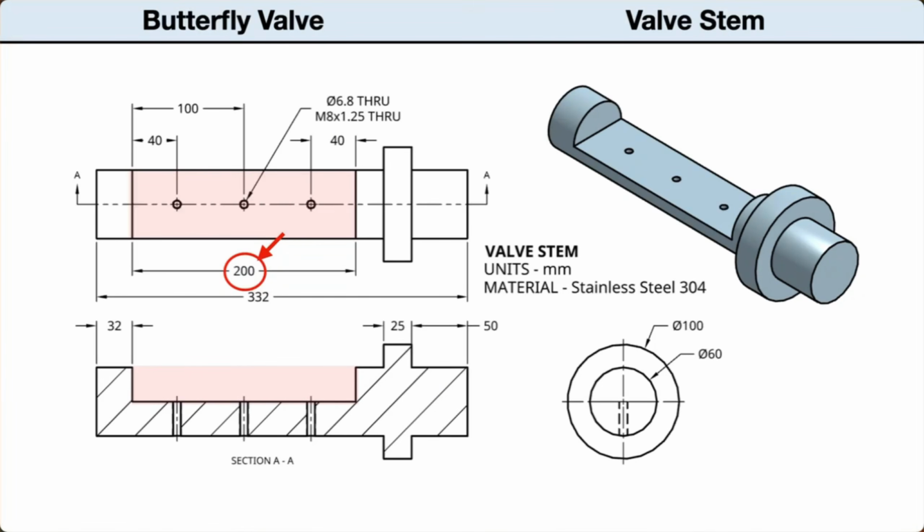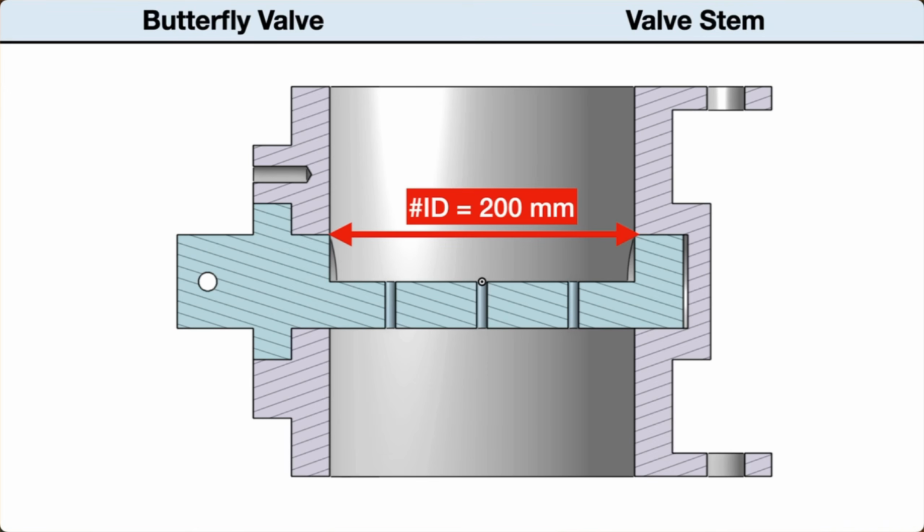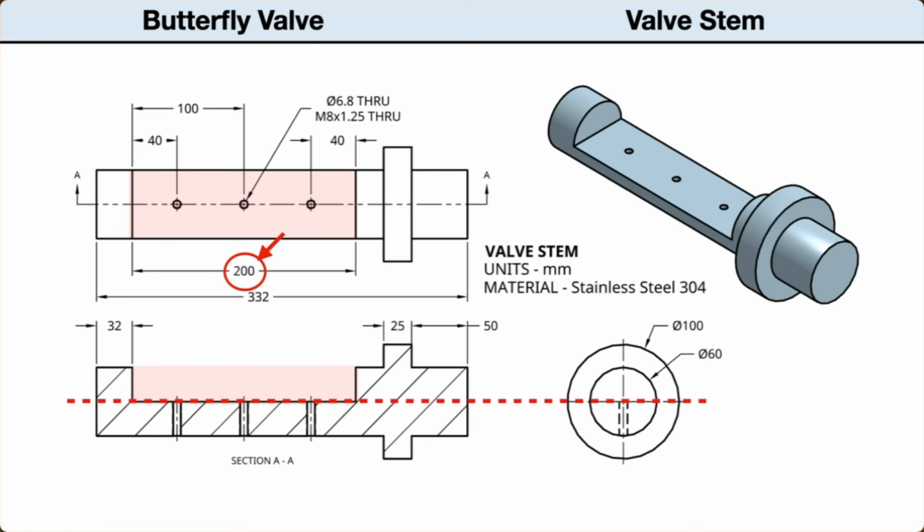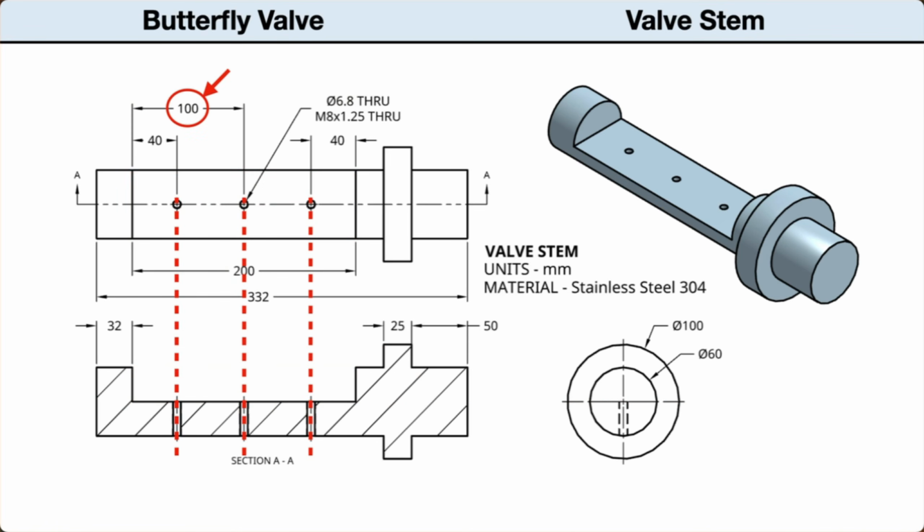Looking back at the drawing, there is a notch cut from the stem to fit the valve plate. This notch length is the same as the inside diameter of the valve body at 200 millimeters. We can use our variable to set this length. The depth of the notch is halfway through the stem. Also, there are 3 holes centered along the length of the notch. The middle hole is centered in the notch.